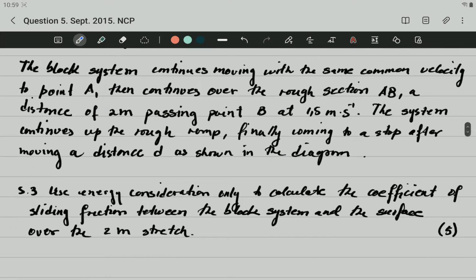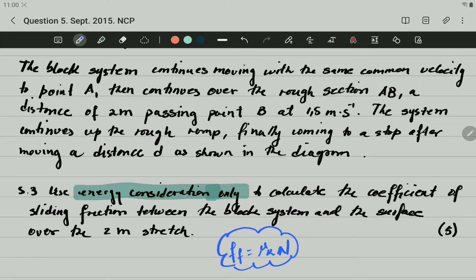So let's go to 5.3. Use energy consideration only to calculate the coefficient of sliding friction between the block system and the surface over the 2 meter stretch. Now, they say only use energy consideration. Therefore, the word only means that you cannot use Newton's law or another way of calculating. However, remember that frictional force is equal to the kinetic coefficient of friction multiplied by the normal force. So you don't have to use Newton's law, but you need to use this formula because it's the formula to calculate the coefficient of kinetic friction.